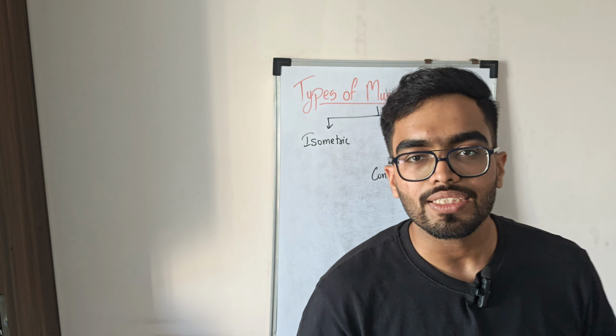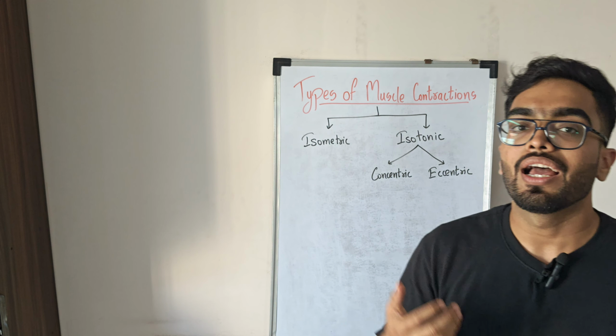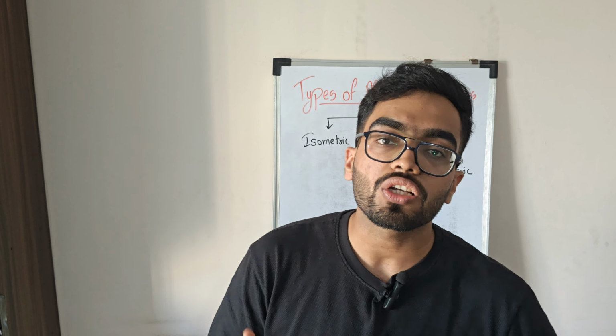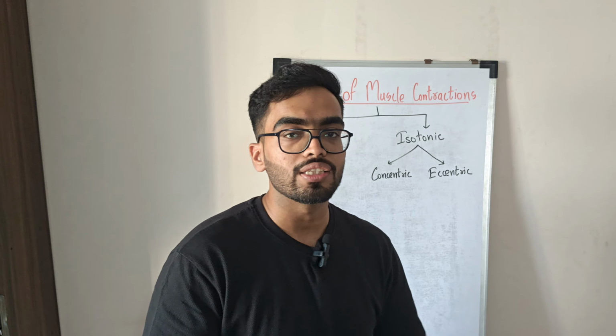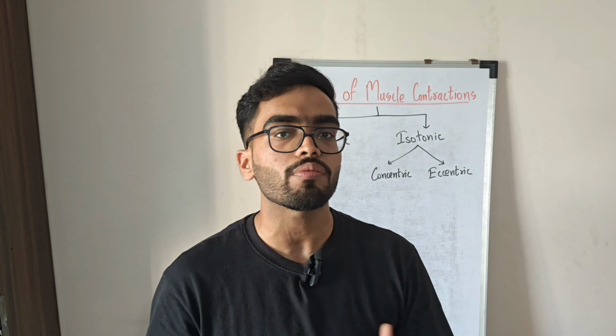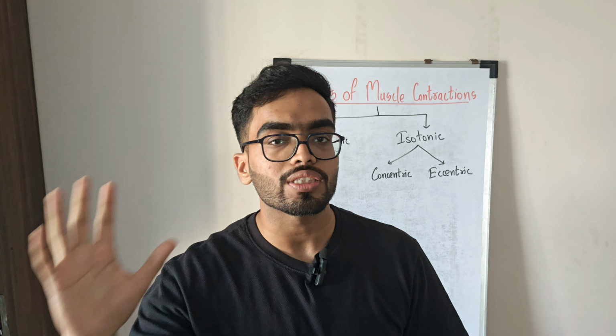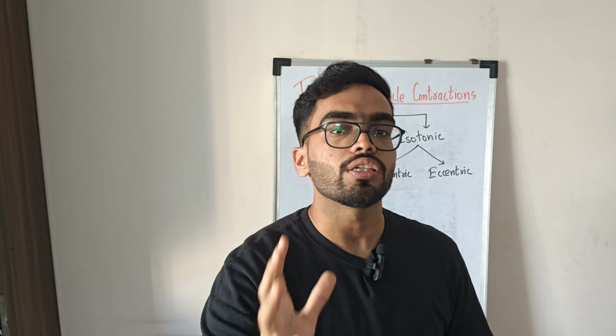So the next one is isotonic muscle contraction. As the name suggests, here the tone of the muscle remains constant. So what changes? It's the muscle length. When the muscle length changes, there is origin and insertion of a muscle. Every muscle crosses a joint. So while a muscle shortens, it moves the segment of bone of the joint. So there is movement of a joint as well with the muscle contraction.